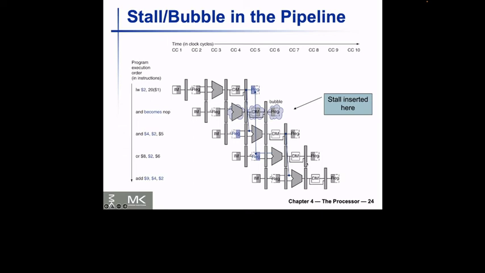Okay, so if we have a load word followed by an and, the hazard detection module will find that this RT in the load instruction is the RS in the and instruction. So here, this instruction becomes no operation. So we will do an instruction fetch here, but we will fetch the same thing again at the next clock cycle. Okay?